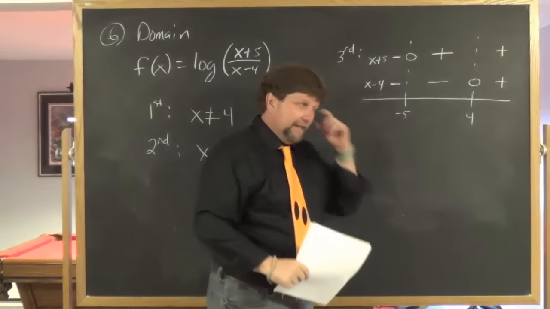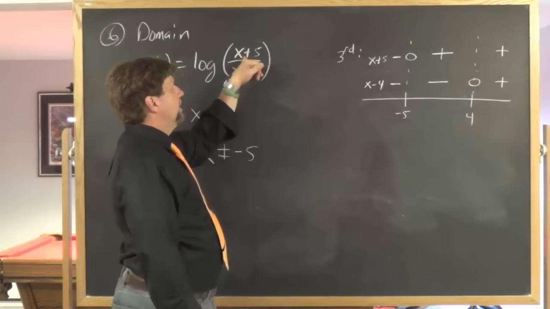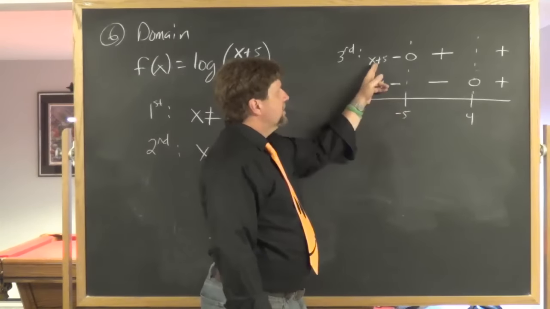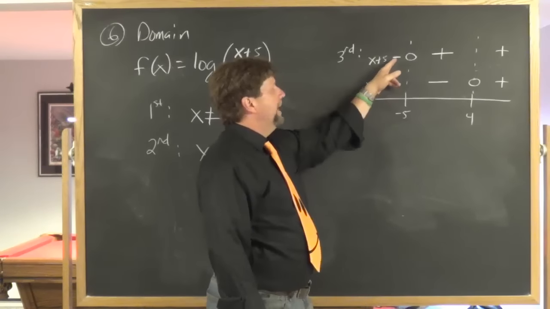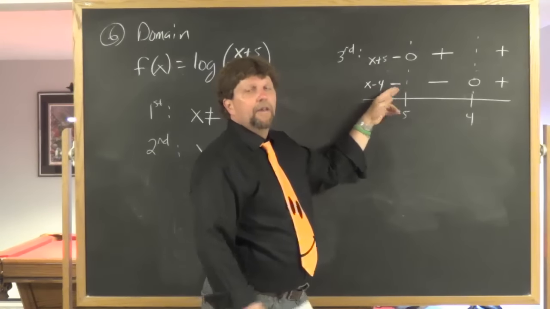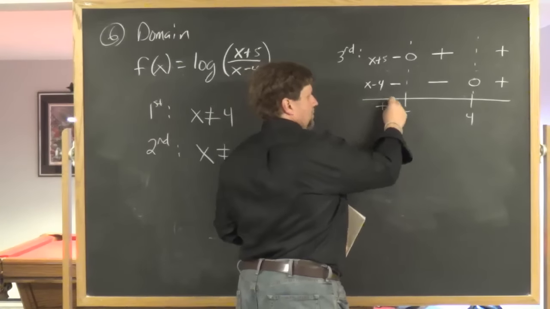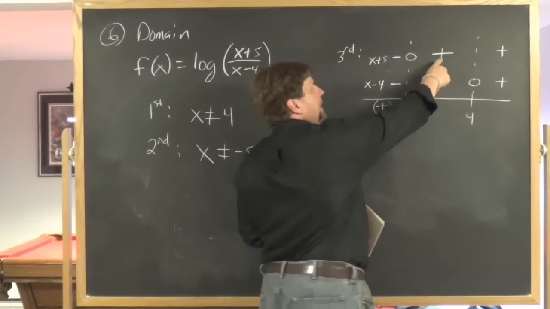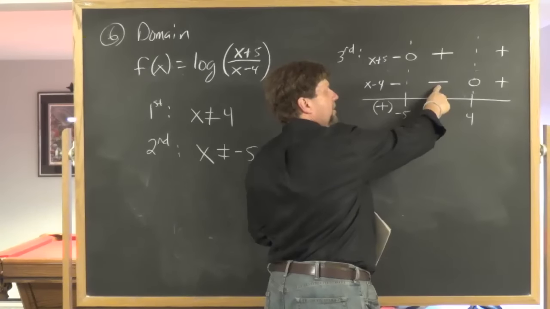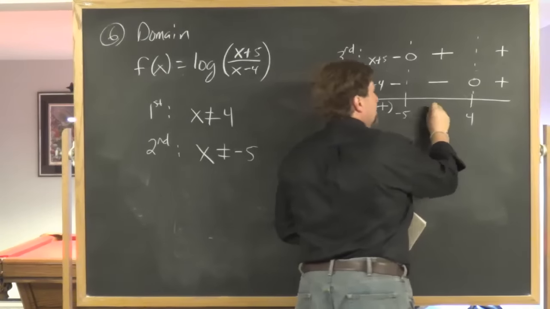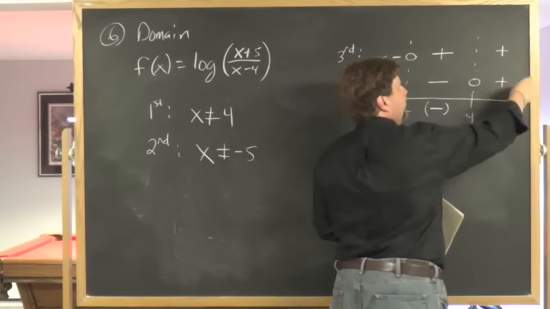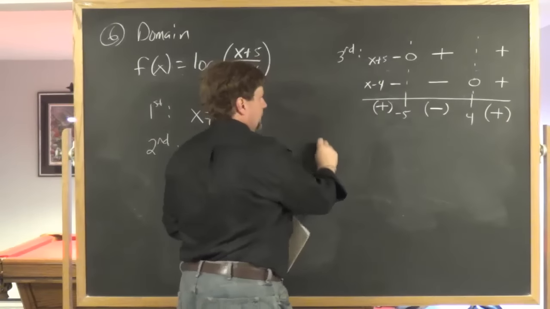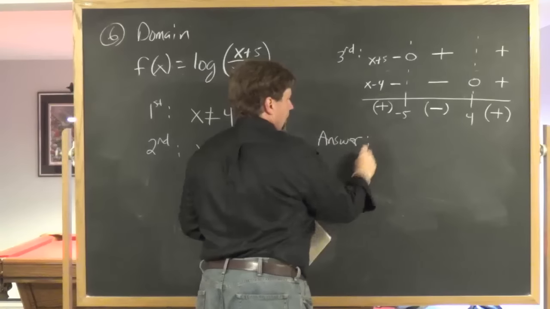And then remember our process. We're talking about x plus 5 divided by x minus 4. On this interval, x plus 5 divided by x minus 4, that would be a negative divided by a negative. Well, negative divided by a negative is positive. On this interval, negative 5 to 4, it would be a positive divided by a negative. Well, positive divided by a negative is negative. And then finally out here, it's a positive divided by a positive, which is positive. And I think we can finally write our answer.